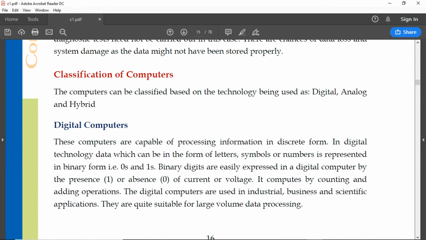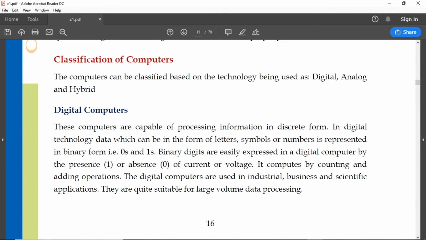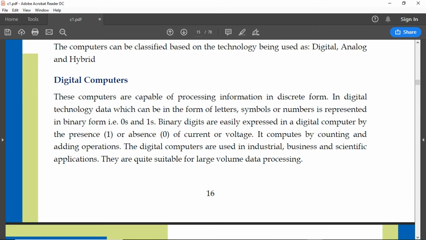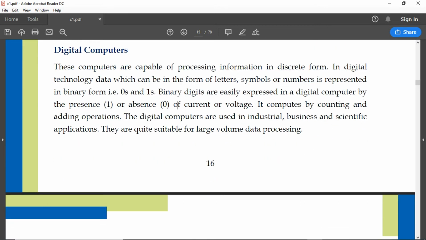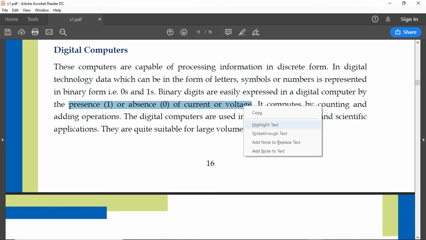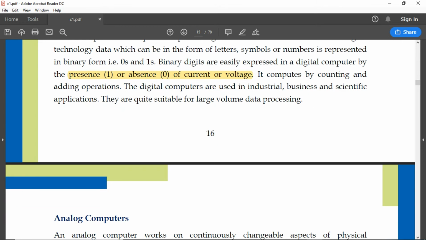Classification of computers. The computers can be classified based on the technology being used as digital, analog, and hybrid. Digital computers. These computers are capable of processing information in discrete form. In digital technology, data which can be in the form of letters, symbols, or numbers is represented in binary form, i.e. zeros and ones. Binary digits are easily expressed in a digital computer by the presence, 1, or absence, 0, of current or voltage. It computes by counting and adding operations.